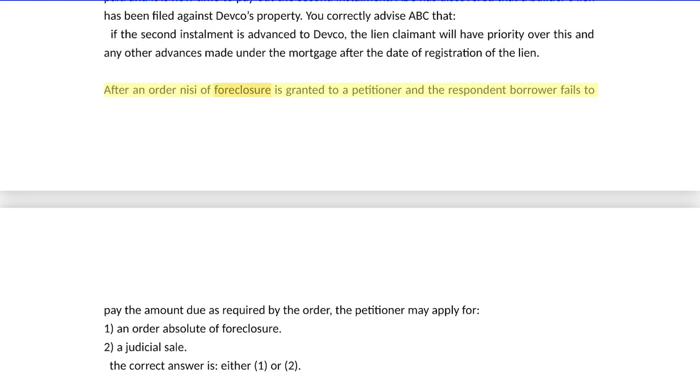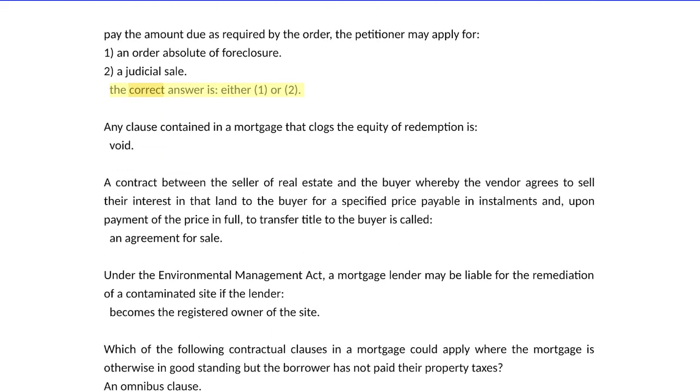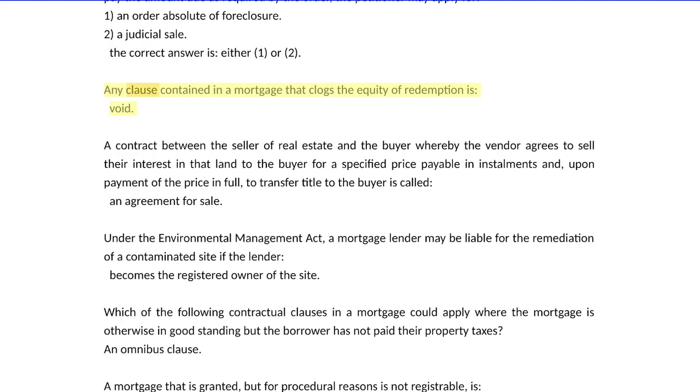After an order nisi of foreclosure is granted to a petitioner and the respondent borrower fails to pay the amount due as required by the order, the petitioner may apply for 1. An order absolute of foreclosure. 2. A judicial sale. The correct answer is either 1 or 2. Any clause contained in a mortgage that clogs the equity of redemption is void.